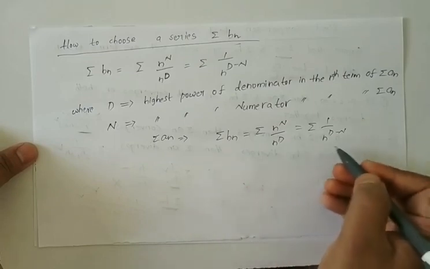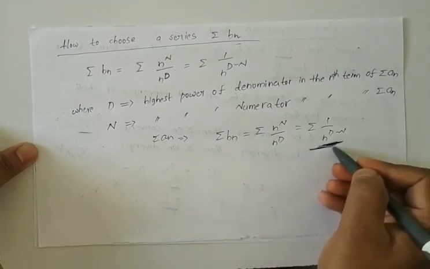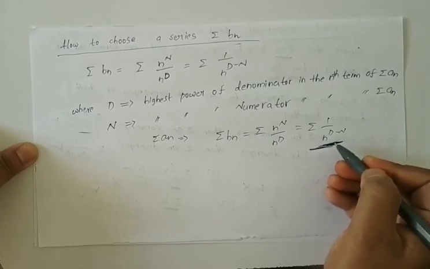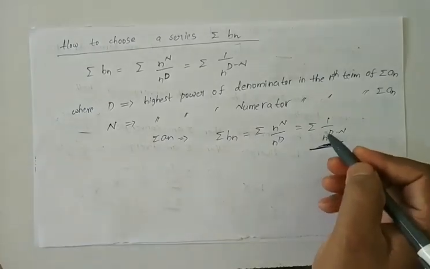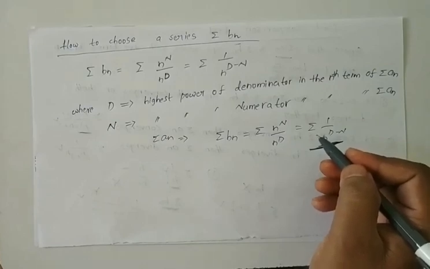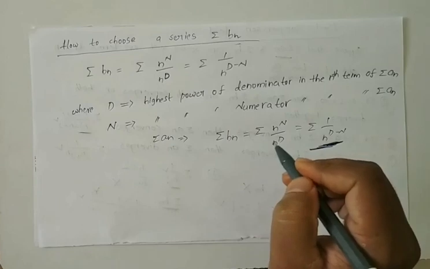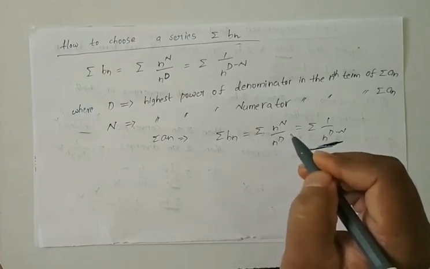So this is the formula for choosing another series whenever the given series is a rational polynomial or rational function in terms of n only.